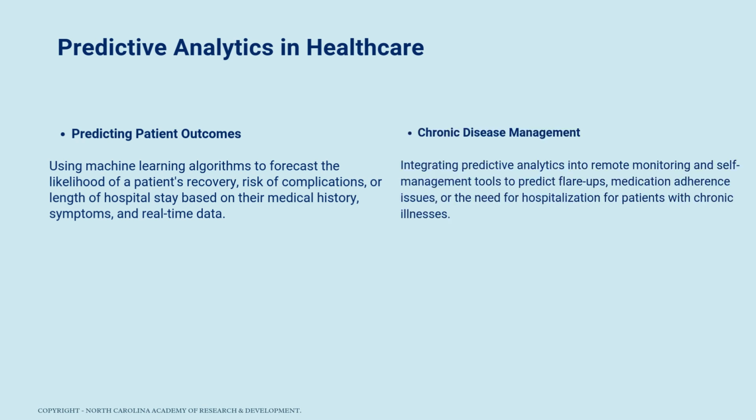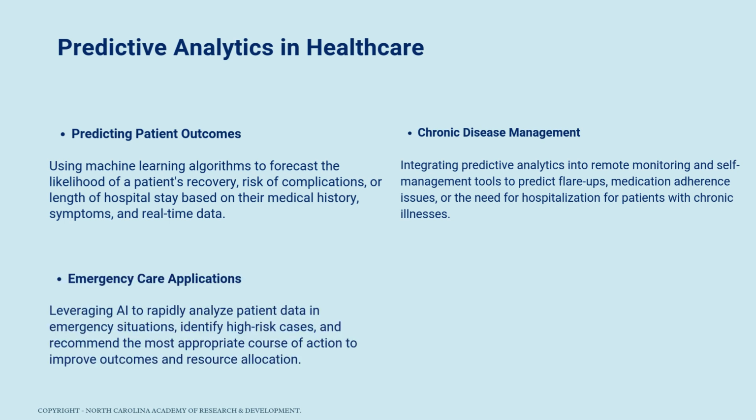When it comes to chronic conditions like cancer, diabetes, or Alzheimer's, AI models can predict how the disease might progress, enabling early interventions and truly personalized treatment plans. In emergency care, time is critical. Predictive analytics helps identify high-risk cases on the spot, guiding immediate and potentially life-saving decisions while optimizing the use of limited resources.